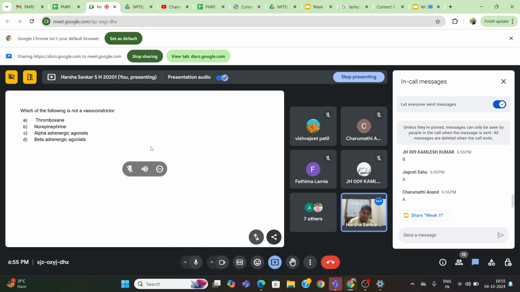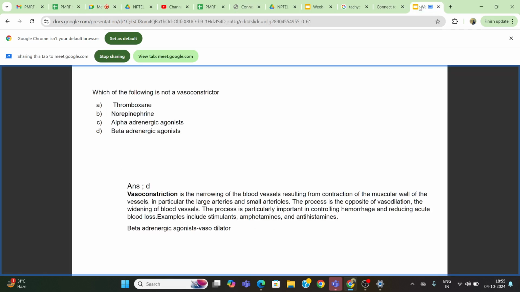Okay. The answer is A or B. Let's see. Correct answer is A, beta adrenergic agonist. So first see what vasoconstriction is. It's the narrowing of blood vessels. Constriction means narrowing down, right? So vasoconstrictor means something which can narrow down the blood vessel resulting from contraction of the muscular wall of the vessel, in particular the large arteries and small arterioles. The process is the opposite of vasodilation.